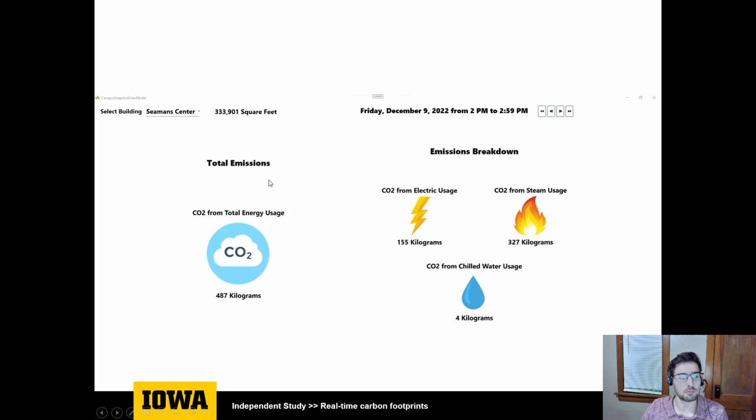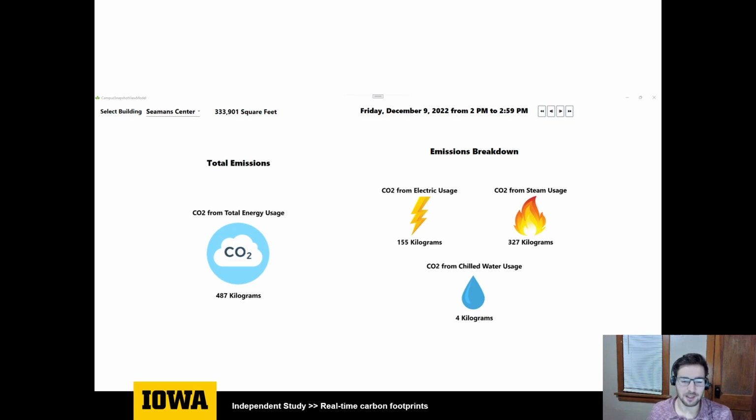We built this dashboard that allows you to select a building and select a time frame and see the carbon footprint of that building at that time. And so we can see for Siemens Center, the carbon impact from 2 to 3 p.m. on December 9th was 487 kilograms of CO2. And then, of course, we break this down by specific energy resource usage, so 155 kilograms from electric, 327 kilograms from steam, and 4 kilograms from chilled water. So, yeah, not a lot of use for chilled water in the middle of winter.